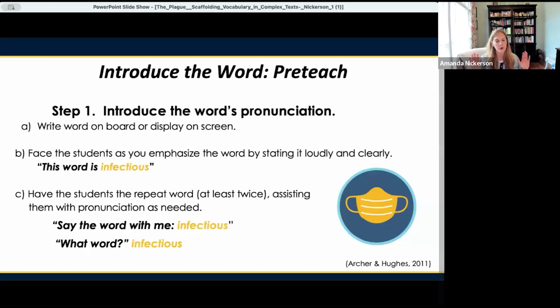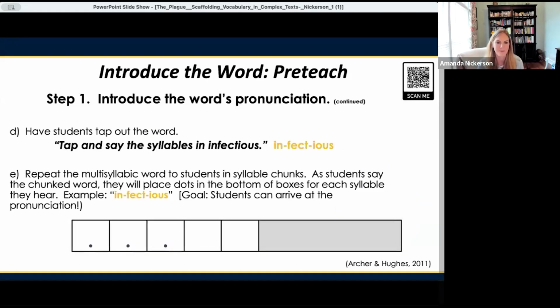So I might display the word infectious on a board and face students while I say, this word is infectious. And then I would say the word with me, infectious. What word? And everyone is going to say infectious. And what I've already done is prime the pump for pronunciation, because one hurdle for students in using language is being able to pronounce it and know that they are not going to stumble or mispronounce something that's going to lead to embarrassment. But it also primes the pump for spelling.